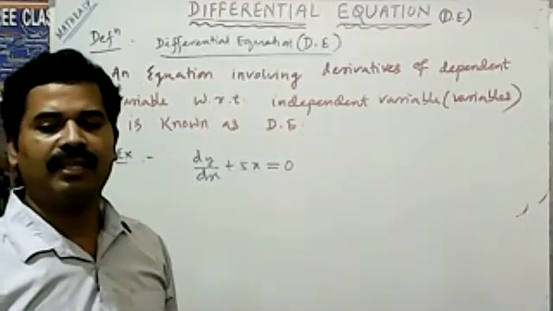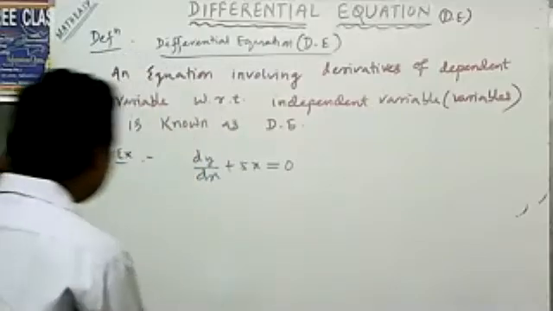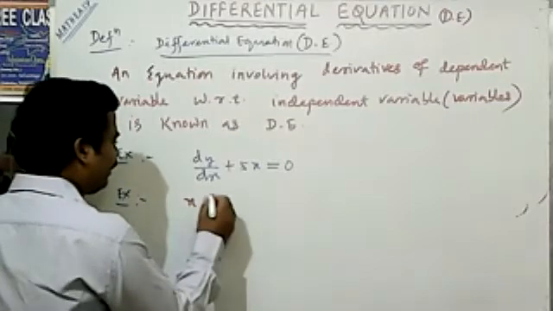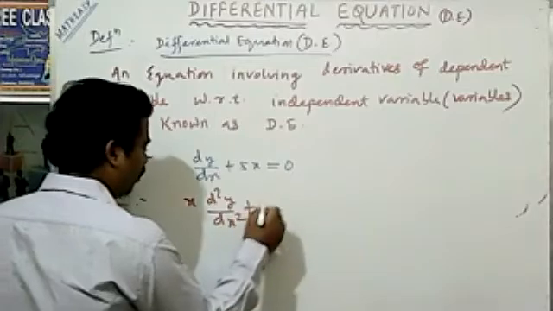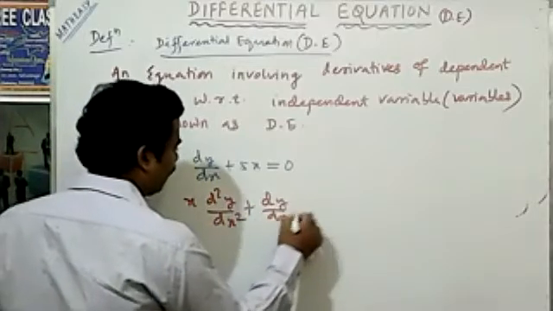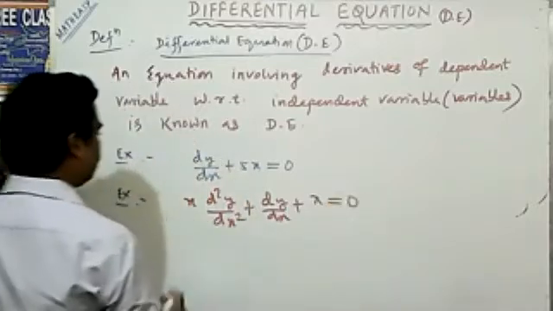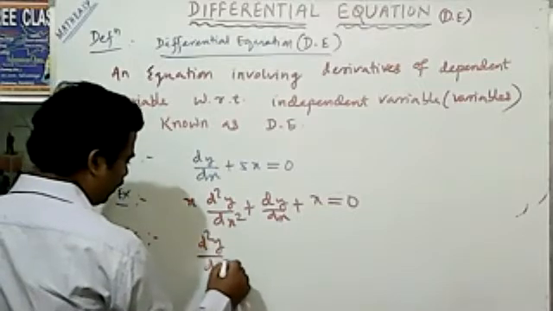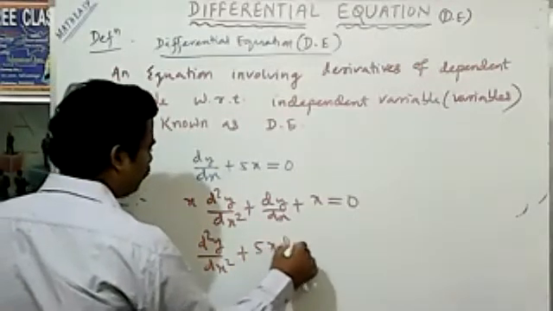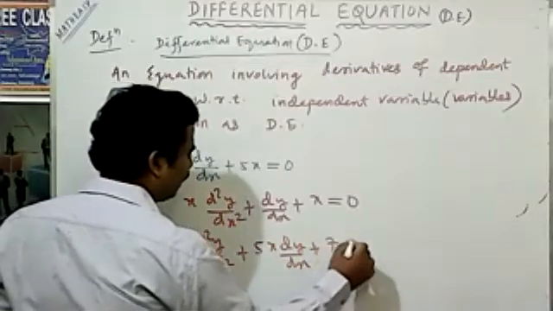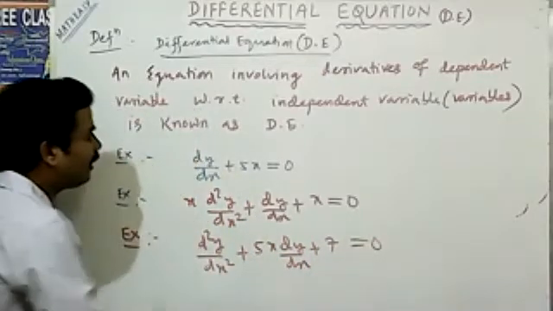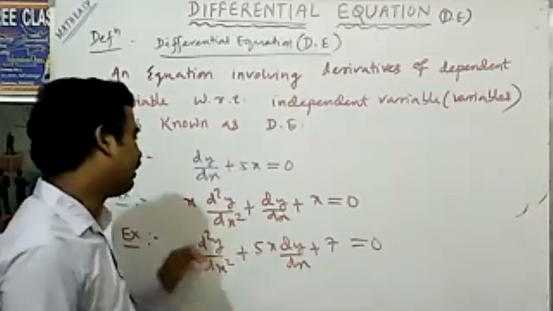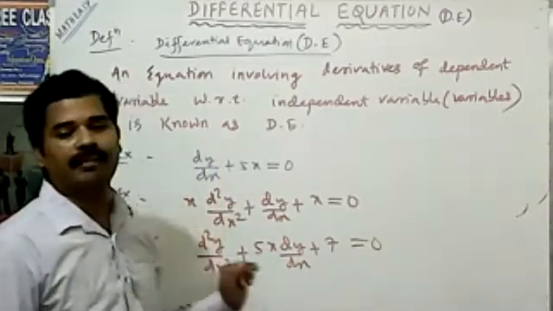Similarly, another example: d square y by dx square plus dy by dx plus x is equal to 0. And another example: d square y by dx square plus 5x dy by dx plus 7 is equal to 0. In the first example the order is one, meaning a single derivative is there. Here a double derivative is there. Here also a double derivative is there.